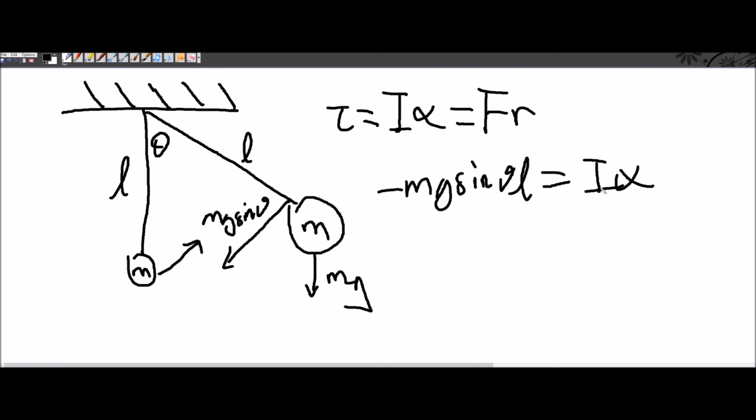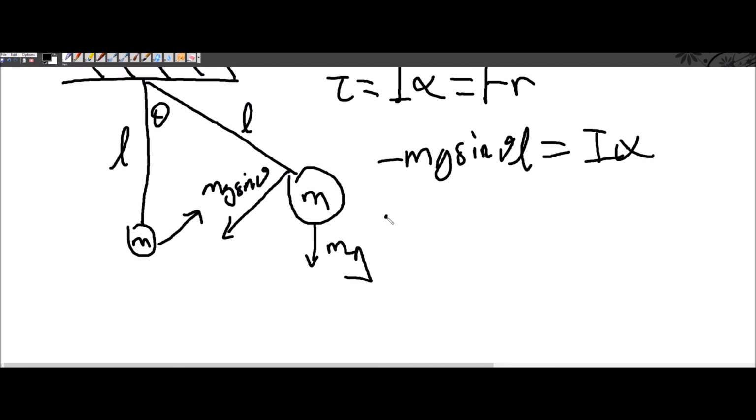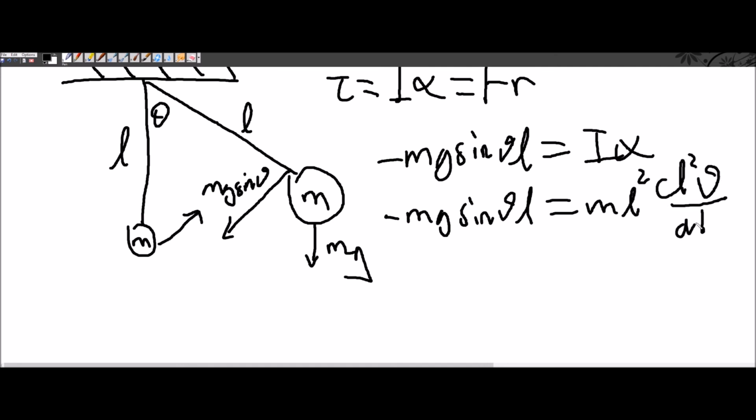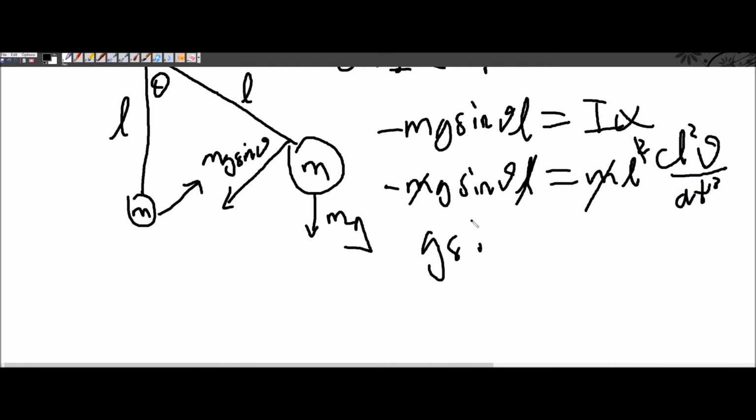Now we know I is just the moment of inertia, and the moment of inertia for a rod that's rotating around one fixed end is just going to be mr squared, or ml squared in this case. And alpha is just angular acceleration, which is just the second derivative of theta. So you can write it in terms of that. So we get negative mg sine theta L is just going to be equal to ml squared times d squared theta dt squared. Now we can cancel out m here and m here, and one multiple of L here and one multiple of L here. And now we get g sine theta equals L d squared theta over dt squared.